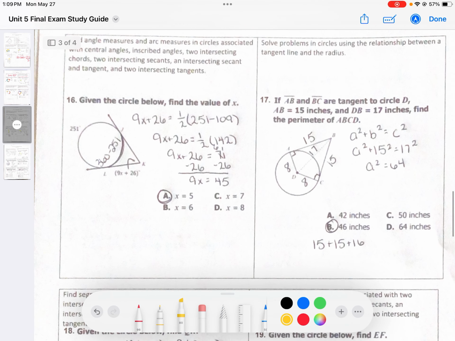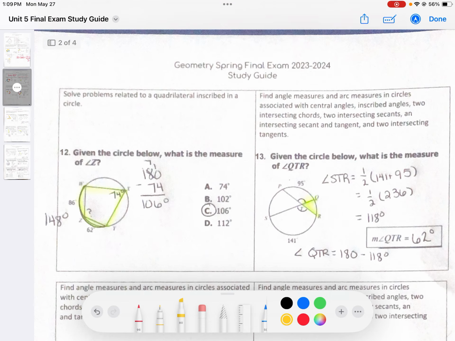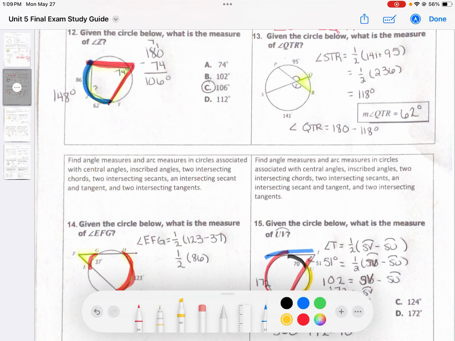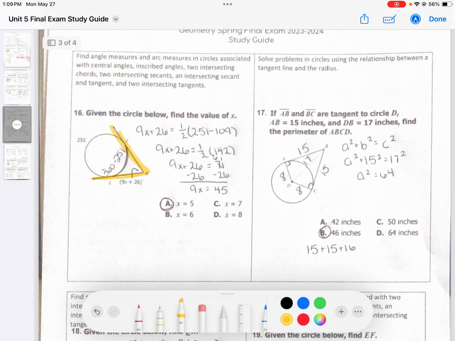So here we go, finding angle measurements. We're finding x. As you see here, 9x plus 26 is part of angle K, and this is two intersecting tangents. So once again, let me start with 13. 13 was two intersecting chords. 14 was two intersecting secants. 15 is a secant and a tangent intersecting. And 16 is two intersecting tangents.